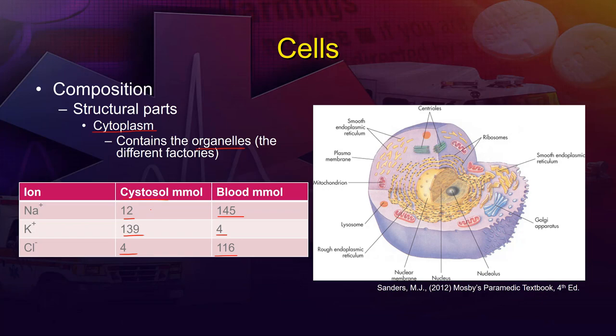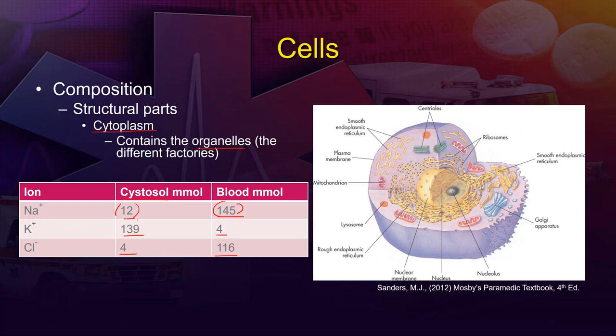It'll also send signals to our heart to allow it to beat efficiently and effectively, and even to contract muscles, among many other things. But if these were not separated, we could not have a concentration in the blood of 145 millimoles versus inside the cell of 12.